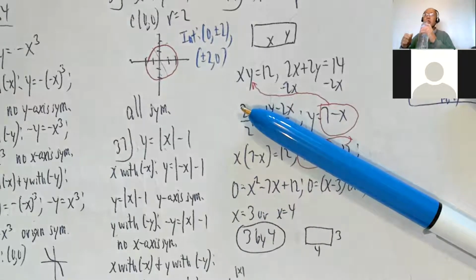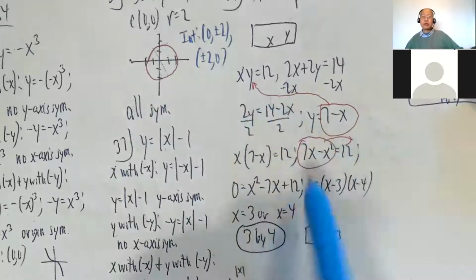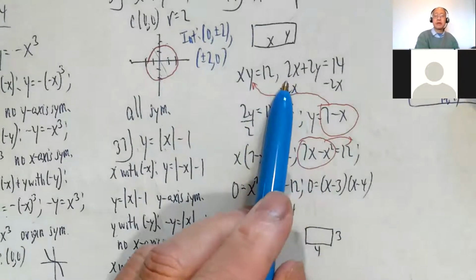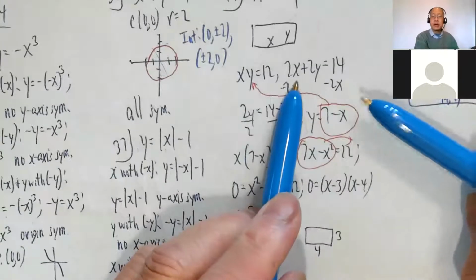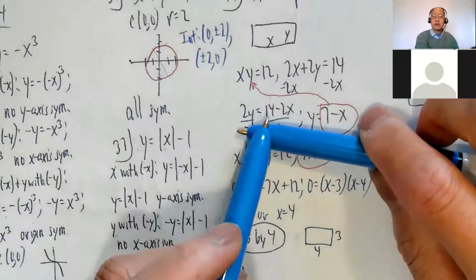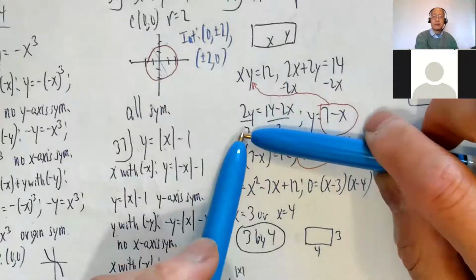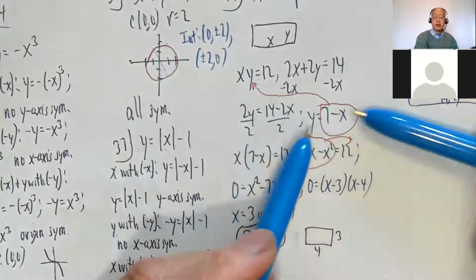Okay, so the second equation, I solved for y. So what I did over here is I subtracted 2x on both sides. That gives me 2y equals 14 minus 2x. Divide both sides by 2. So y is equal to 7 minus x.